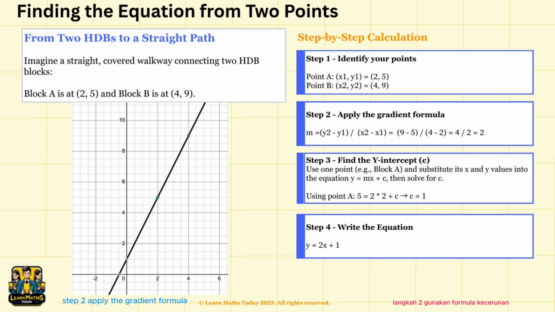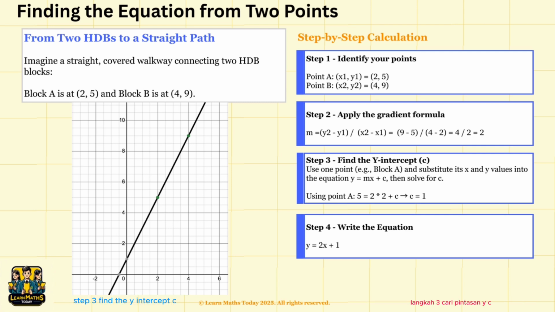Step 2. Apply the gradient formula. Remember, the first thing we need for our equation y = mx + c is m, the gradient, so we use our formula m = (y2 - y1) / (x2 - x1), plugging in our values. We get (9 - 5) / (4 - 2). This simplifies to 4/2, which gives us a gradient of 2. So now we know our walkway has a gradient of 2.